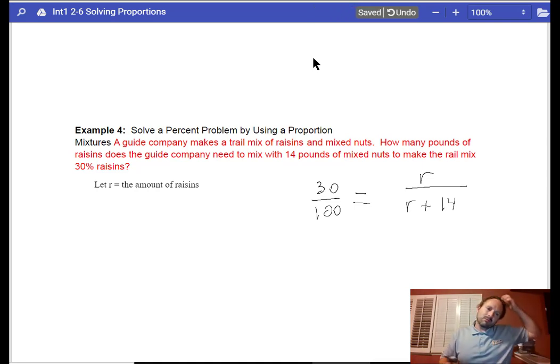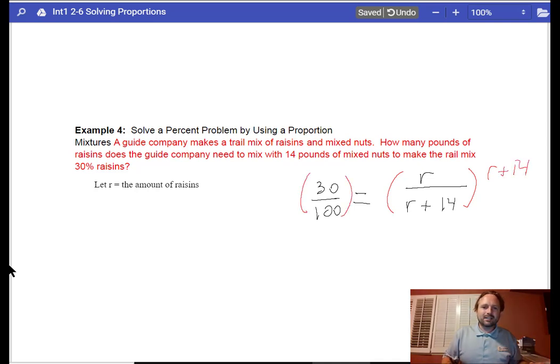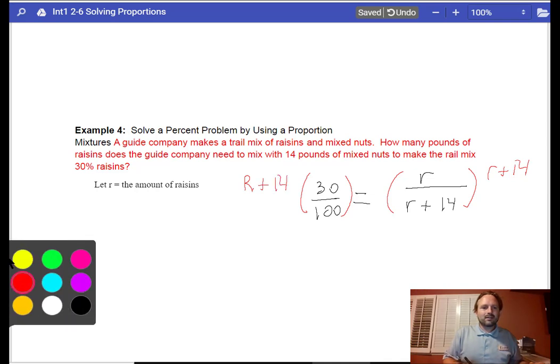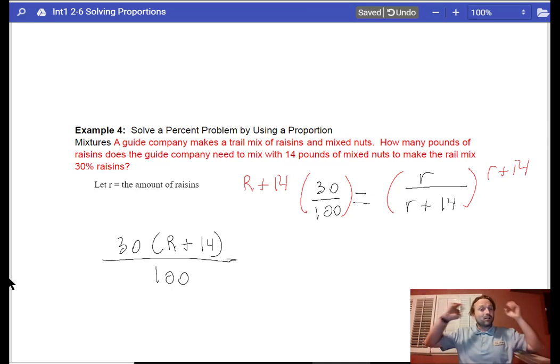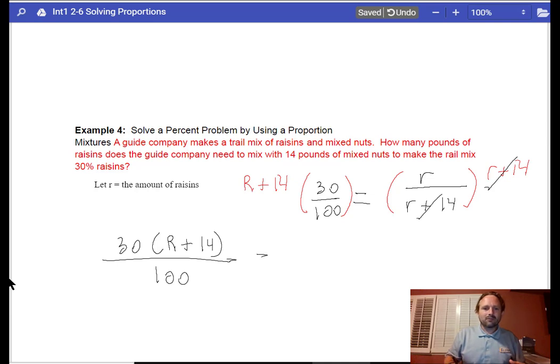So what I'm going to do is, well, how do I get rid of the bottom, get rid of the fraction? Well, I get rid of it by multiplying by it. So I'm going to multiply by R plus 14 on both sides. If I do that, I'll get 30 times R plus 14, technically still divided by 100. On this side, what's 5 divided by 5? 4 divided by 4, 10 divided by 10. They're all equal to 1, so what's R plus 14 divided by R plus 14? That number would be 1, and we're left with R.